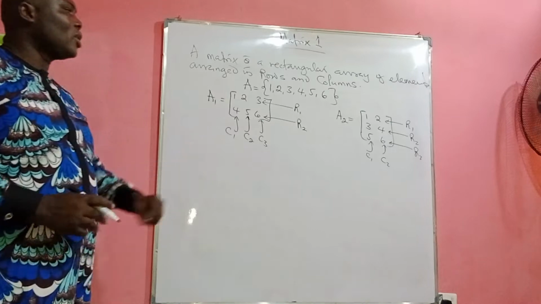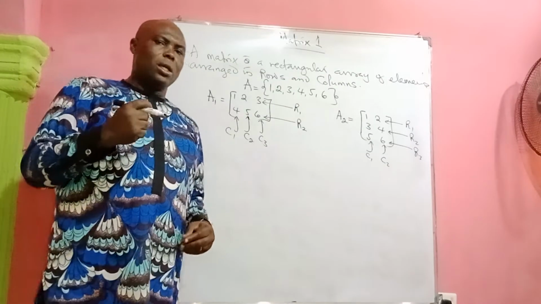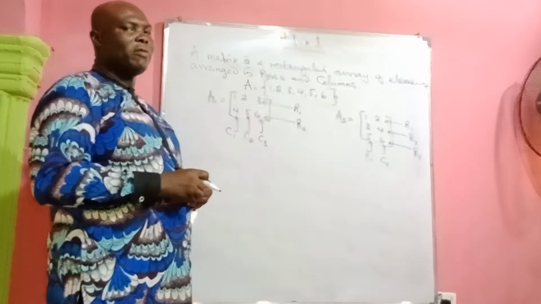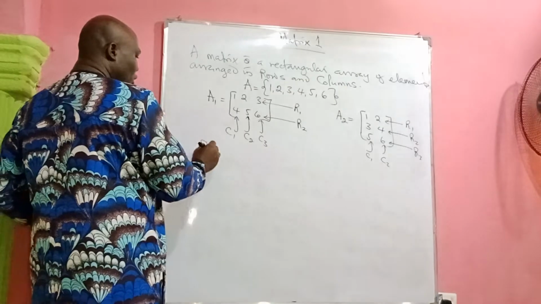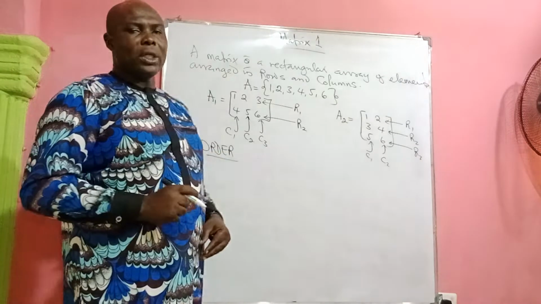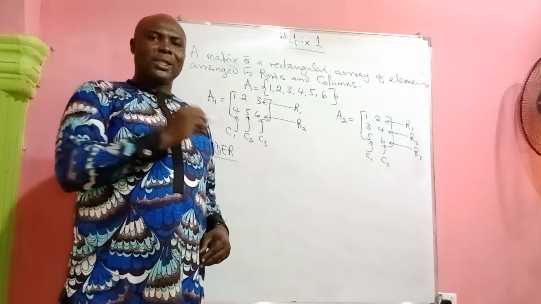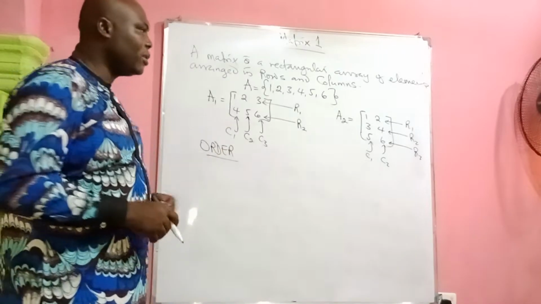Now, this leads us to what we call the order of the matrix, because the order of the matrix is very key in the addition and subtraction of matrices. Now, we go straight to the order of the matrix. The order of a matrix has to do with the number of rows and columns a given matrix has. That gives you what we call the order of the matrix.